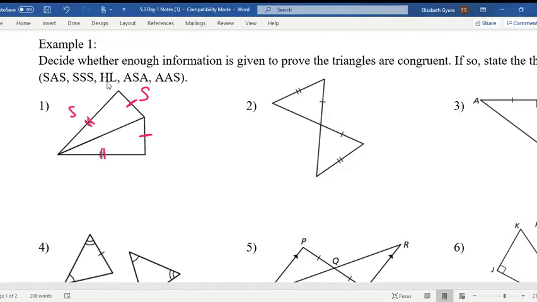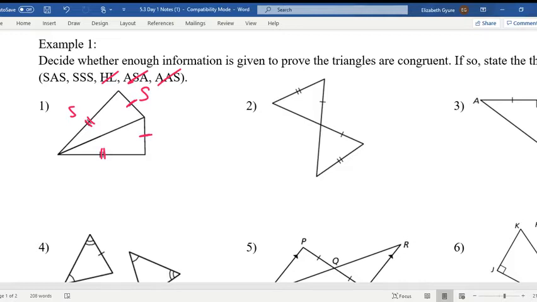Hypotenuse-leg only works for right triangles. Is there anything here that'll tell me this is a right triangle? No, so hypotenuse, leg is not an option. Angle, side, angle. Well, don't we have two congruent sides? Doesn't angle, side, angle only have one congruent side? So that's not an option, which also means angle, angle, side is not an option.